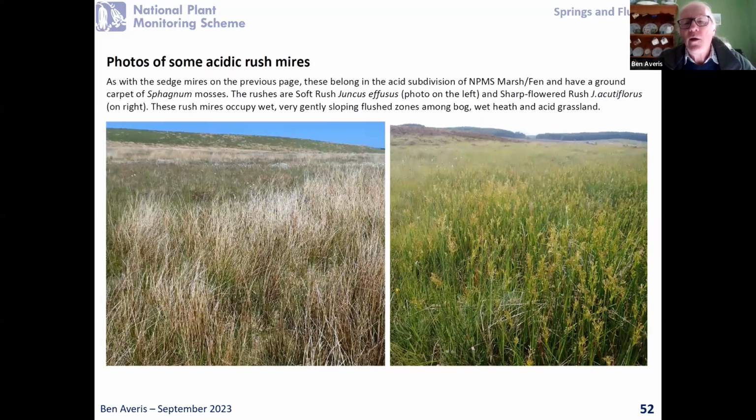And here it's more sphagnum mosses with rushes. As I say, the rushes hide the view of a lot of the mosses because they're big rushes. Soft rush on the left and sharp-flowered rush on the right, but these are in acid places, acid flushes. And in the summertime, you can often get a good clue from a bit of a distance for picking out the acid from the more neutral or base-rich rush-dominated flushes.